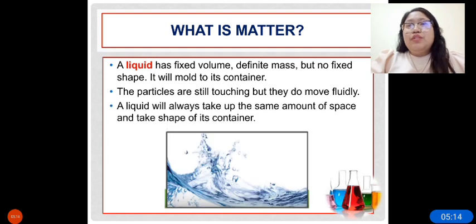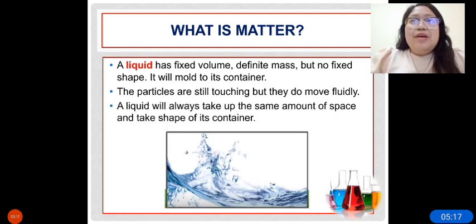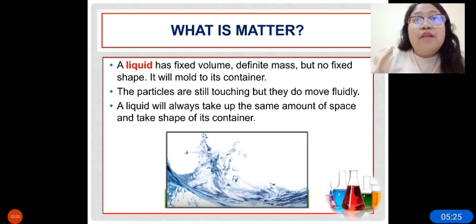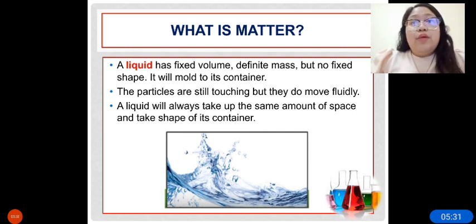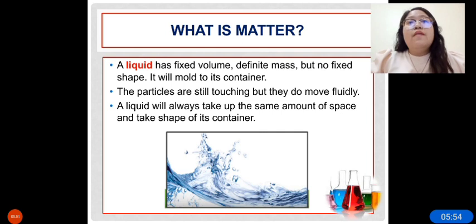Now, let's move on to liquids. Imagine you're pouring a glass of water. You see how the water takes the shape of the glass, and that's one of the key characteristics of liquids. Unlike solids, liquids don't have a fixed shape. Instead, liquids mold to fit their container. But just like solids, liquids do have a fixed volume. So this means that they always take up the same amount of space.